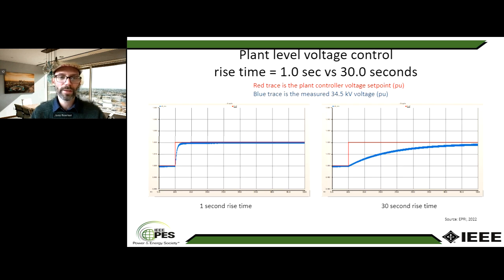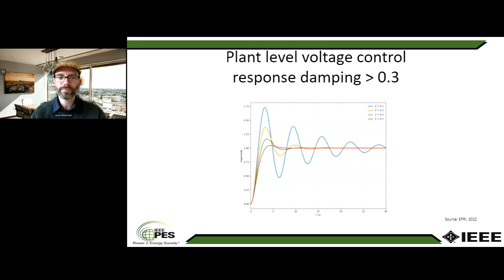So just to give you an example here based on a simulation, it is up to the transmission planner to study their system and decide whether they like to have a response that may be as fast as 1 second rise time or as slow as a 30-second rise time or anything in between. Whatever they choose, they shall make sure that the control configuration leads to a damping ratio of 0.3 or better, which corresponds to the orange line in this figure, and anything that oscillates less than this orange line. So for example, the green or the red line.